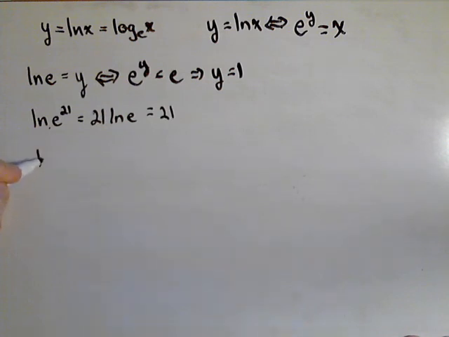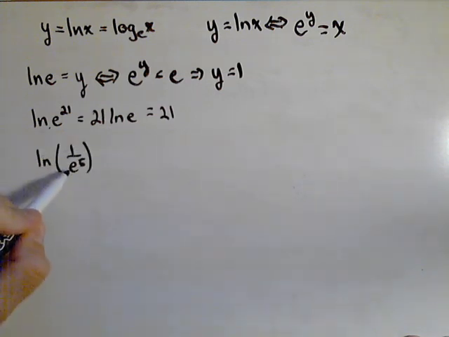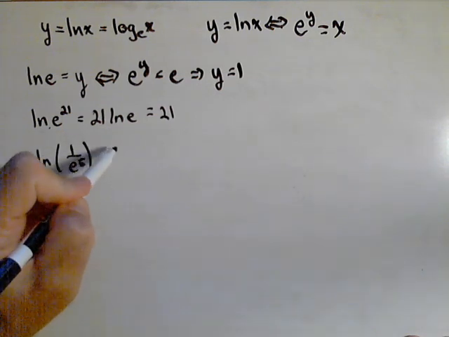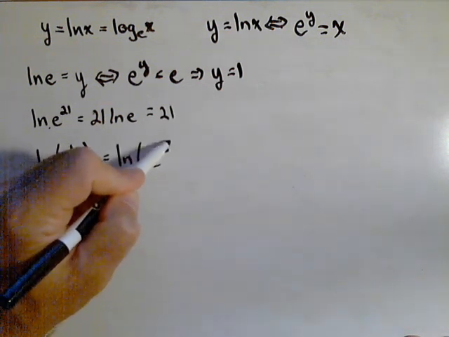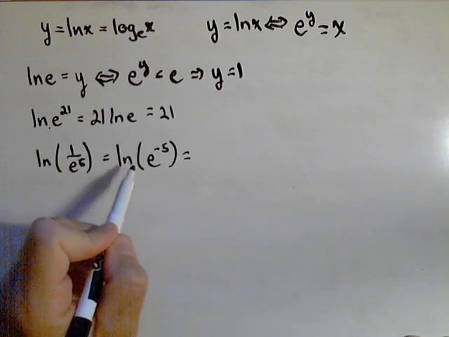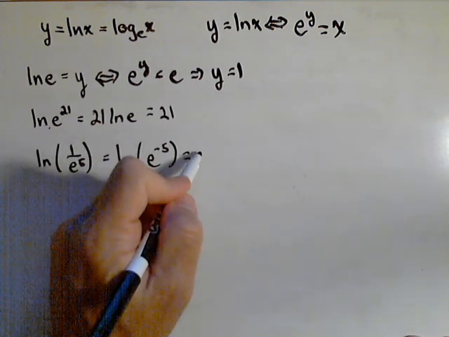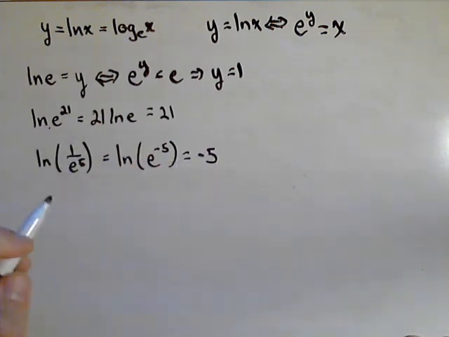What if we had ln of 1 over e to the 5th? Now it's not a base e, but we could rewrite this as a base e. We could rewrite this as ln of e to the negative 5th, which we know by our property above is equal to negative 5.